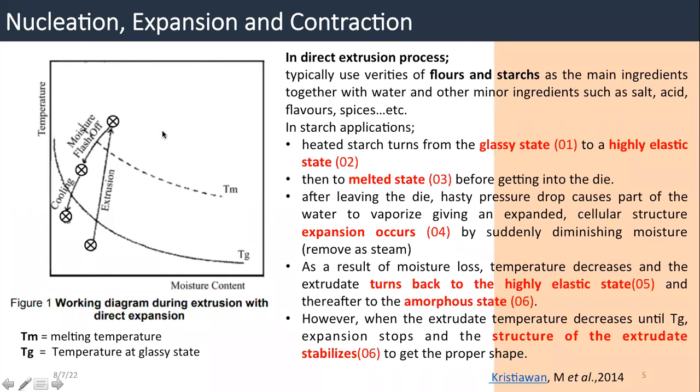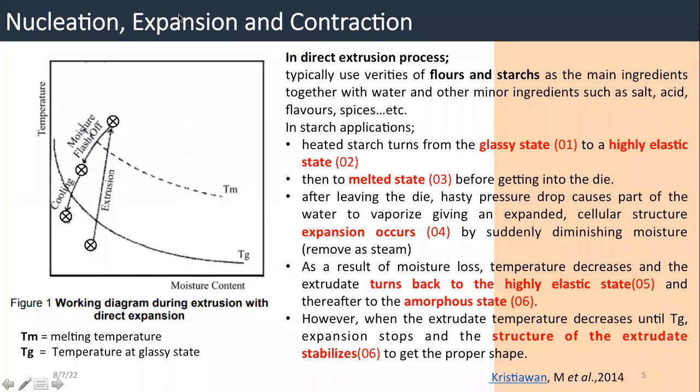Here you can see in this diagram TG and TM, and on the x axis moisture content. It is easy to understand the temperature. TG means glass transition temperature. TM means melting temperature. So there is a graph like this.